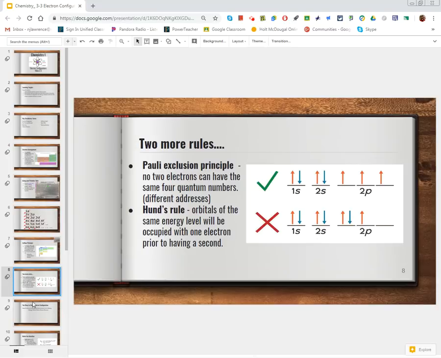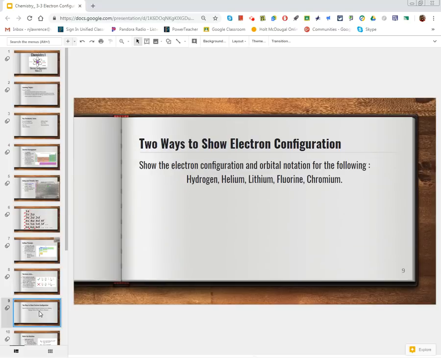All right, so let's practice real quick. Why don't you go ahead and pause the video. Try to do the electron configuration for hydrogen, for helium, for lithium, and for fluorine. Try those by yourself. Pause the video, try those real quick, and then come back and watch me do it. And then we'll do chromium together. Go for it.